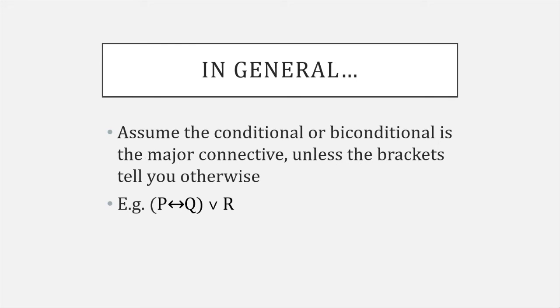Okay. So, in general, here's the rule. If there's a biconditional and a conditional, you assume it's the major connective unless the brackets tell you otherwise. So you can use brackets to make something other than the conditional or biconditional the major connective. So in this sentence, the major connective is the or. We've used the brackets to make the biconditional a part of the sentence rather than the major thing in the sentence. Yeah? So absent brackets, you default to the conditional or biconditional being the major connective, but you can use brackets to indicate that something else is.